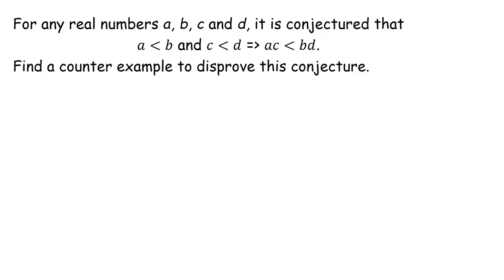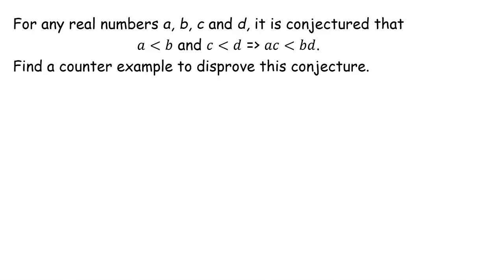Now remember, all we're after is a single example for this. With this type of conjecture, it might be useful to start thinking of relationships between positive and negative numbers. The kind of things you need to think about are: negative times a negative gives you a positive, and negative times a positive gives you a negative number, because that could come into play and that could help us.